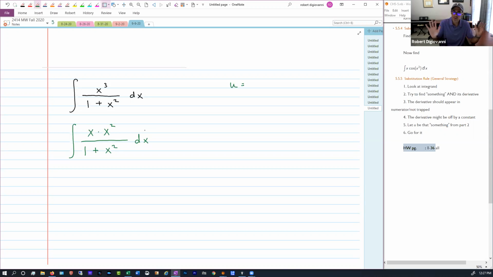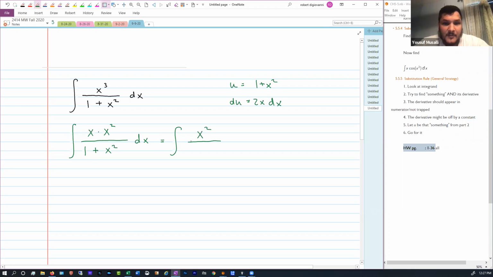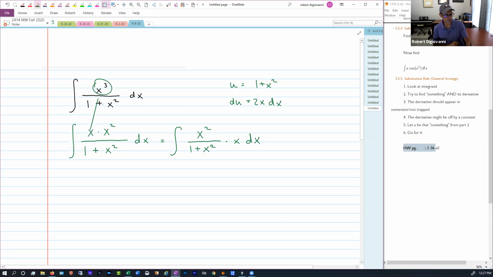Okay, so that's the logic that Yusuf is using here. 1 plus x squared, derivative of that would be 2x dx. And then Yusuf said, okay, I'm going to rewrite this, even a slightly different way, as 1/2 du. So Yusuf was saying that x cubed becoming x times x squared will allow you to pop that x out, and that would take care of at least this part of the problem after we scale it by 1/2. Does everyone follow that?